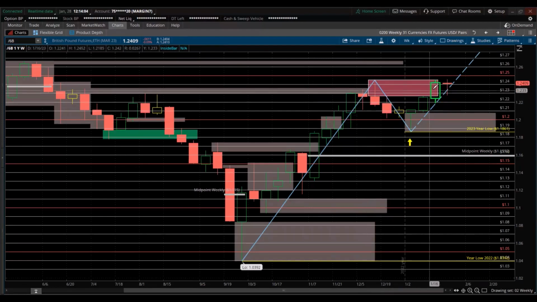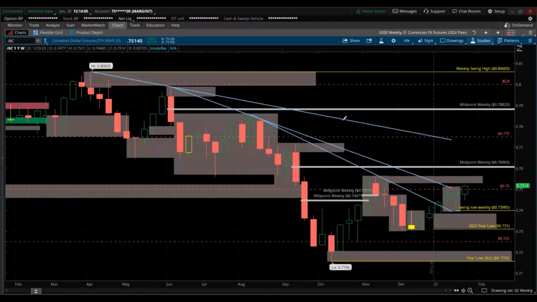Let's go on to some other currencies. The Canadian dollar. It's green, higher high, higher low. Broke above this consolidation. And here's the low of the year right there. That's a swing point, potential areas of retesting if it goes reverse.